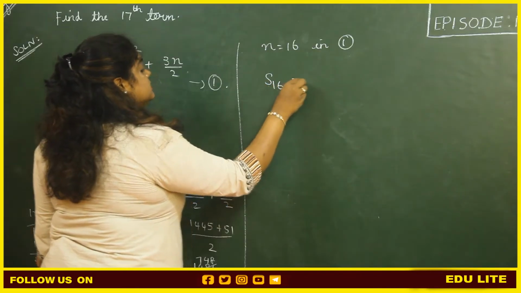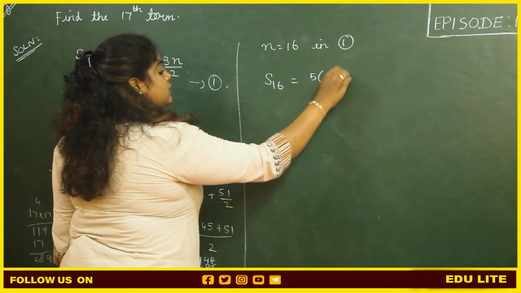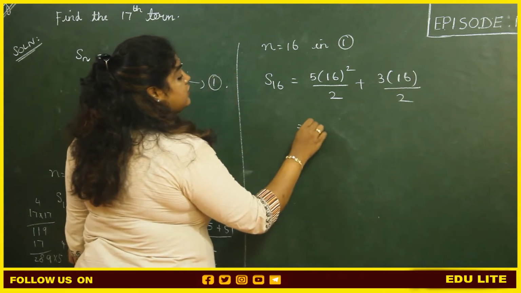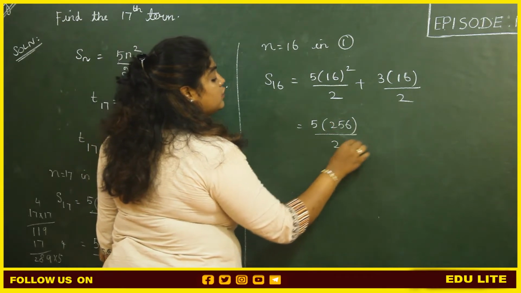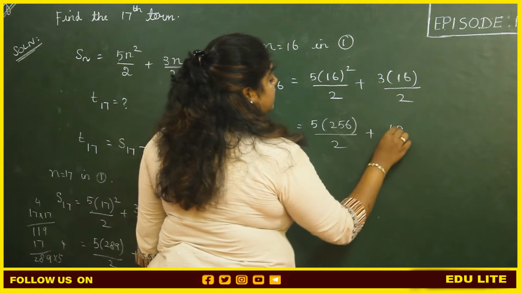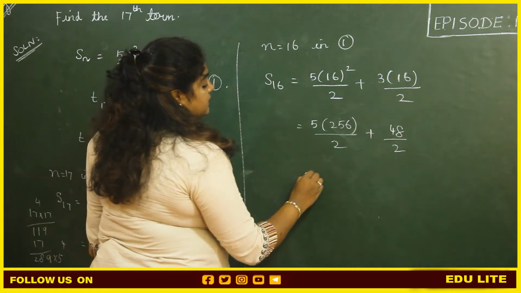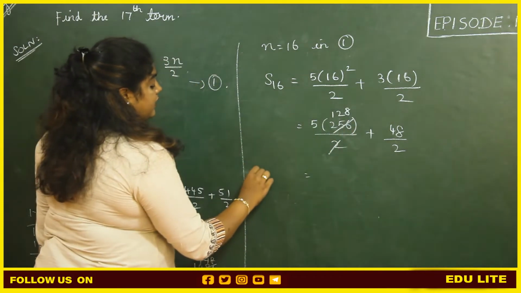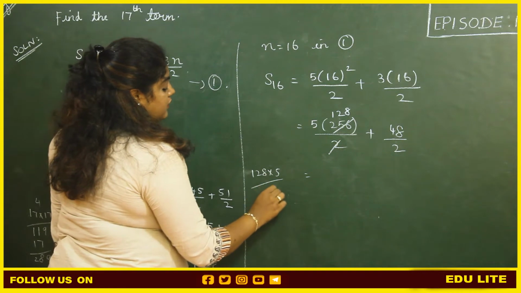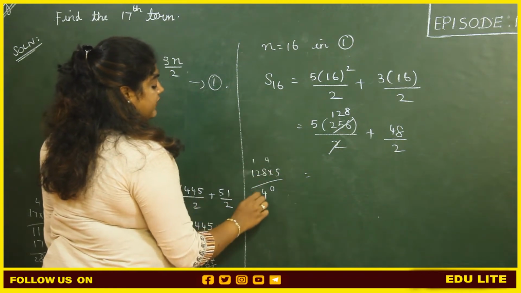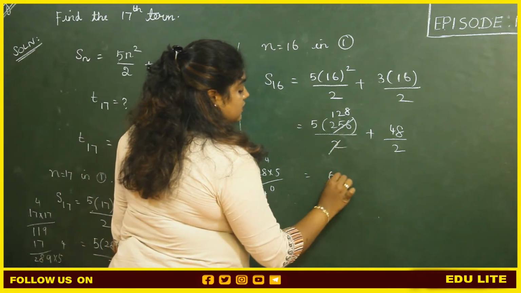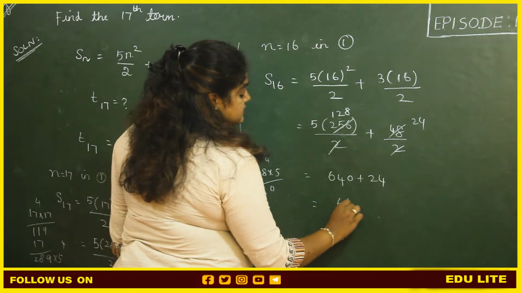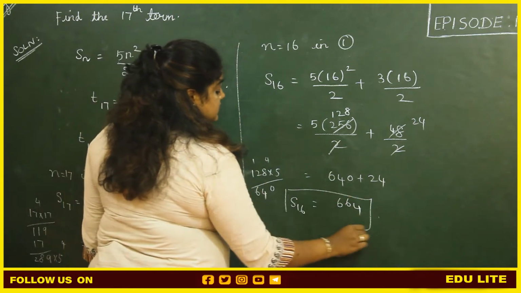Therefore, S16 is equal to 5 into 16 squared by 2 plus 3 into 16 by 2. So, 5 into 16 squared, it is 256, divided by 2, plus 16 into 3, 48 by 2. 256 if I divide it by 2, it is 128. So, 128 into 5 will give me 640, plus 24, because 48 by 2 is 24. Adding this will give me 664. That is, S16 is equal to 664.